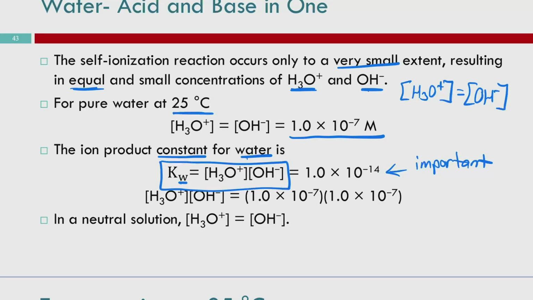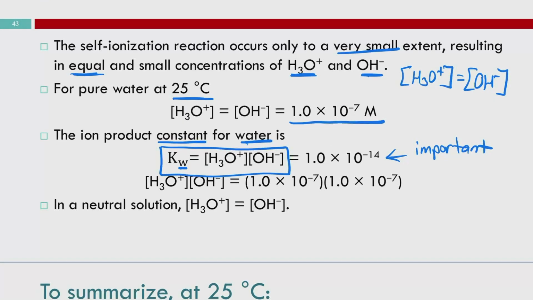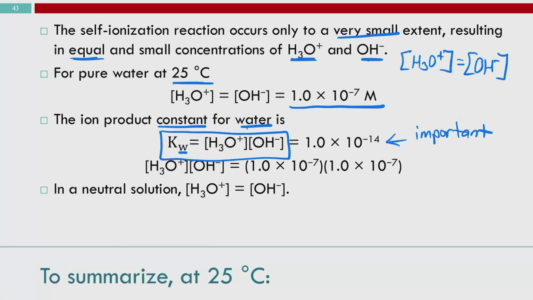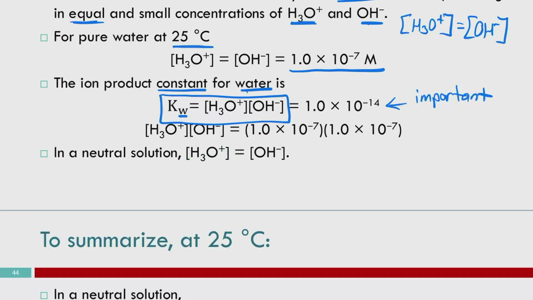So this Kw equals the concentrations times each other. We're going to make use of that in our upcoming slides. If we're in a neutral solution, our concentration of acid is equal to our concentration of base. H3O plus is what's produced by acids. Hydroxide OH minus is what's produced by bases, either directly or indirectly.